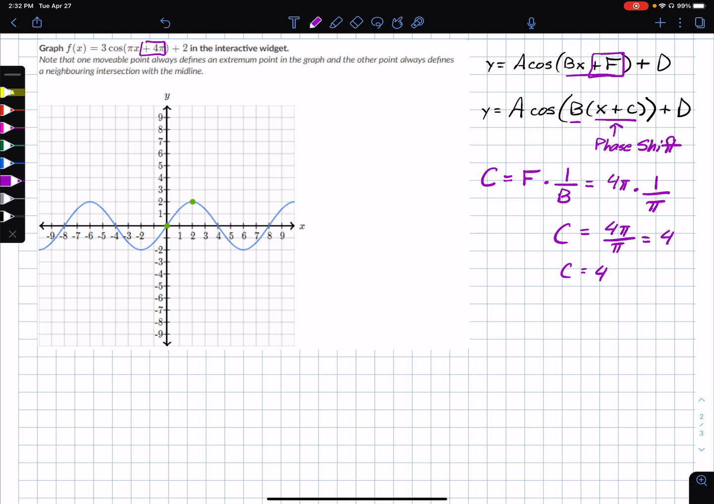I'm going to rewrite the whole model now. This is f of x. I kind of color code this with the blue 3. Cosine. And our B value is easy to spot. It's always that coefficient on the variable on the inside of the trig function. And then this is x plus 4 when you factor that B value out. And lastly, there is a vertical shift or a midline at positive 2.